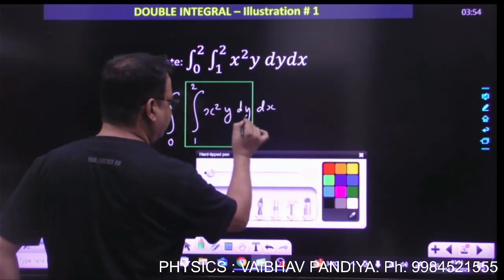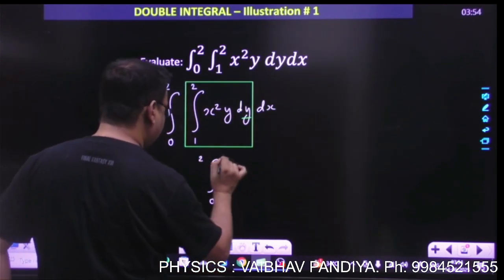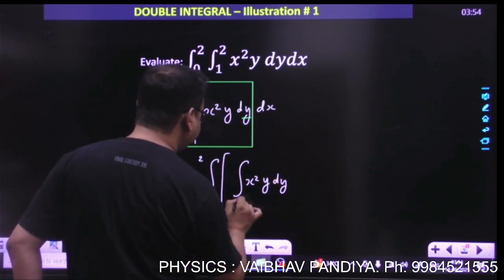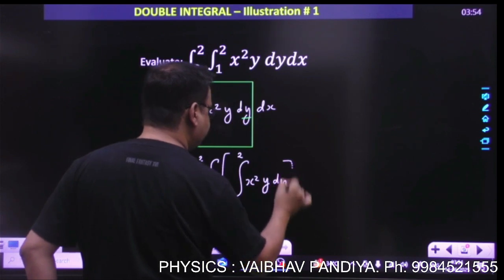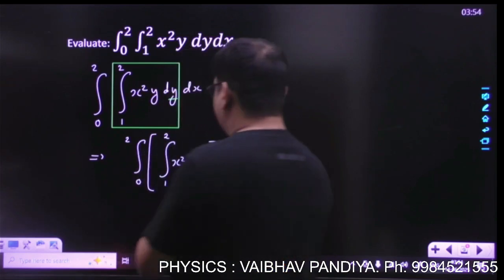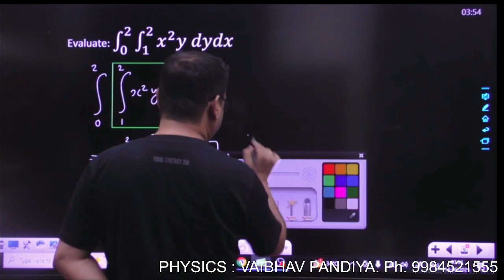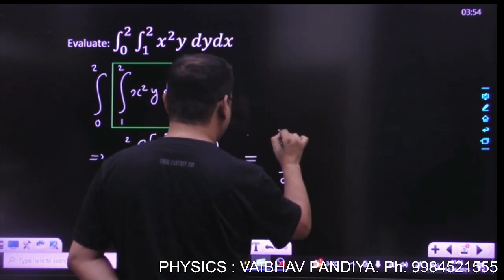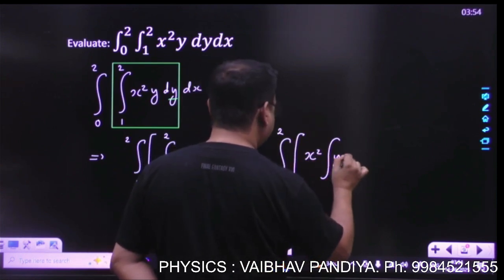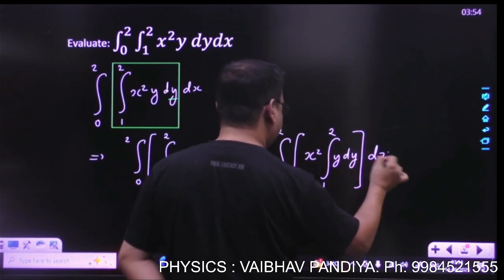And here we have y. So y will be treated as a variable and x will be treated as constant. I am writing each and every step in a very sophisticated and detailed manner. So I am putting this in bracket for indicating that right now I am just focusing on this portion. So this will come to be integral 0 to 2, and in this integral x is treated as a constant. It will come out, what is left is y dy from 1 to 2, and what is left outside is dx.